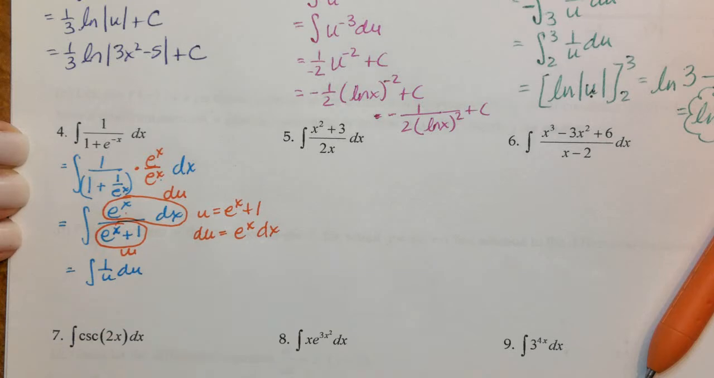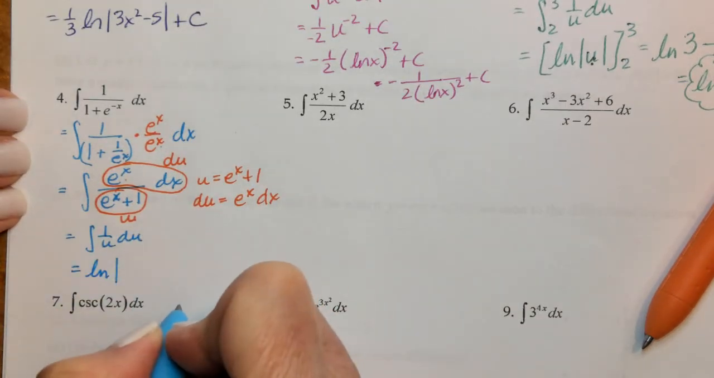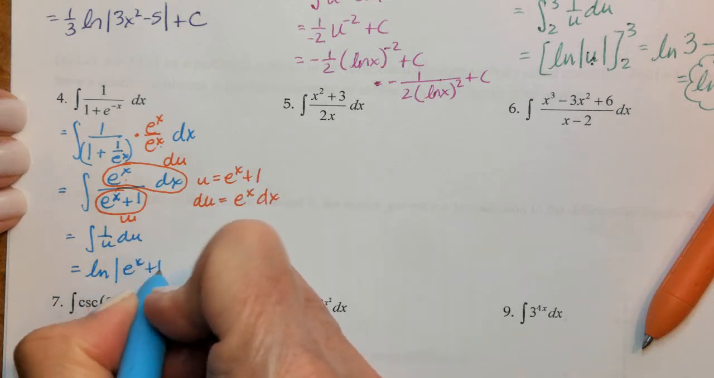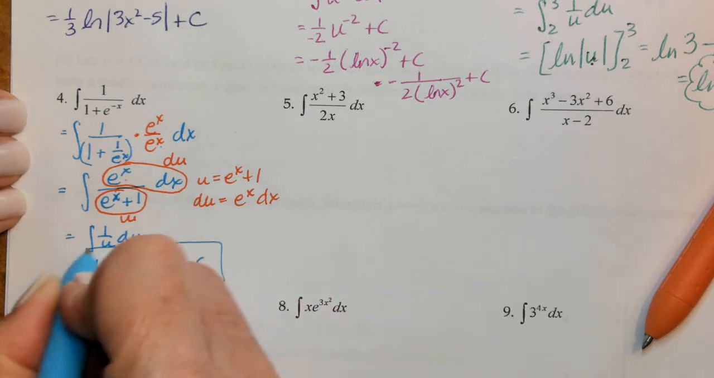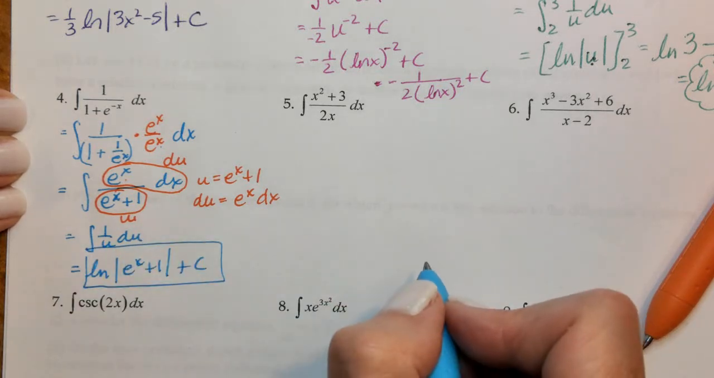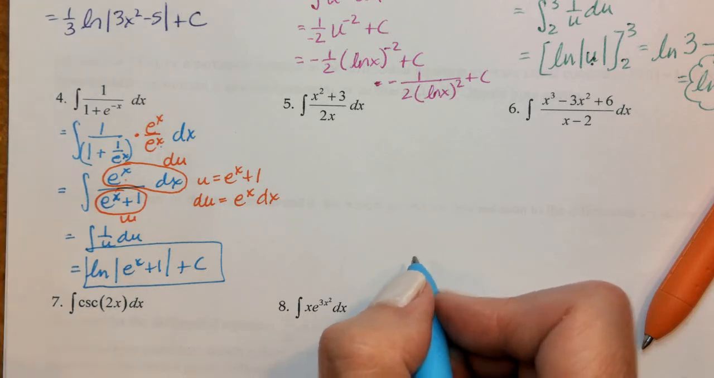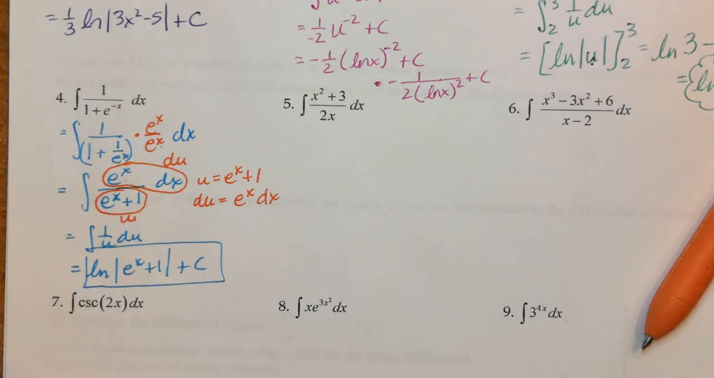Or du over u, which is natural log absolute value of u, and u is e to the x plus 1. That would be the multiple choice answer as well. Okay? So, not bad. You just have to know what to do, and you have to be thinking, okay, I can't let u be that bottom yet. I have to get an e upstairs. How can I do that? So, there you go.